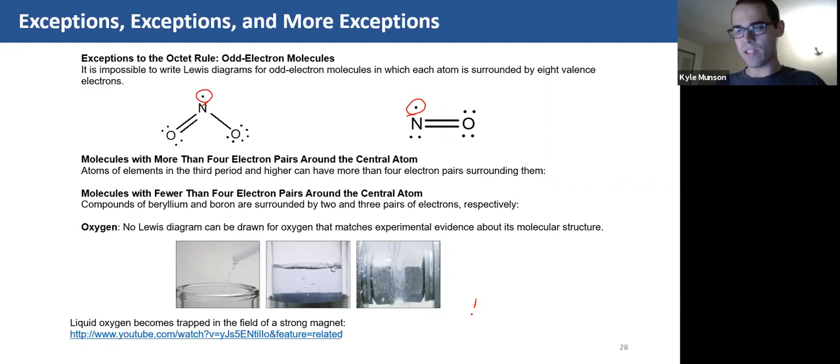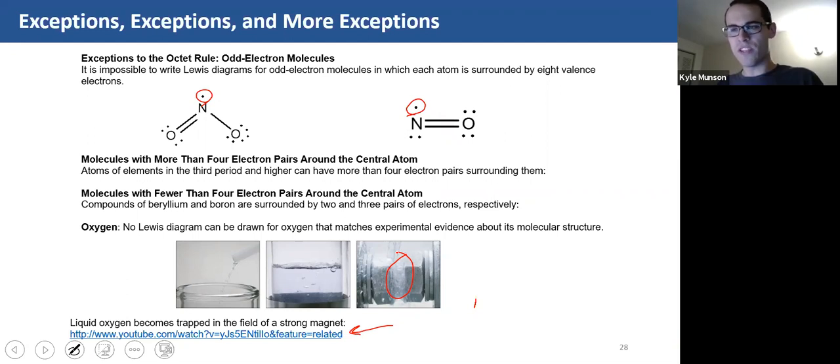So for example, liquid oxygen becomes trapped in the field of a strong magnet. So what you could do is go to this PowerPoint slide when I post it on Blackboard and look at this video, and you can see that oxygen is paramagnetic. Liquid oxygen will stick to a magnet as shown here when you pour it past a magnet, but something like liquid nitrogen doesn't do this, meaning that oxygen has unpaired electrons. So it's just kind of weird how it behaves.